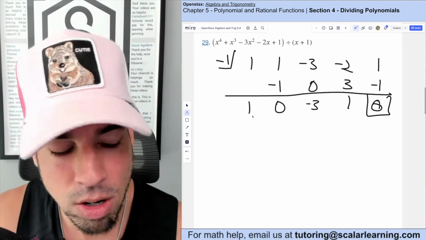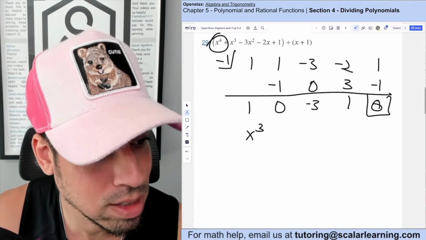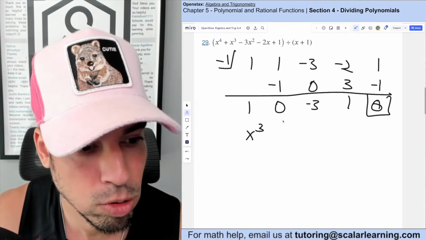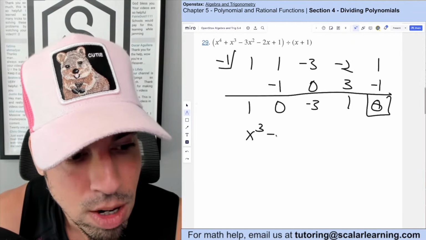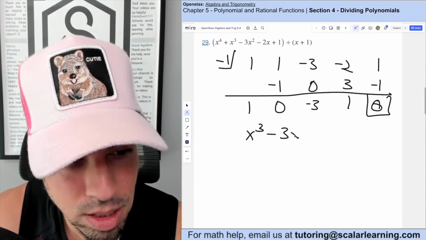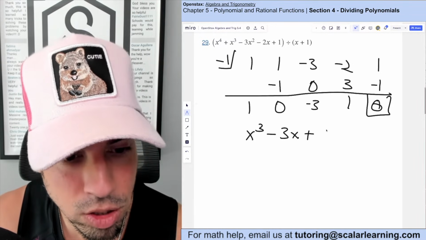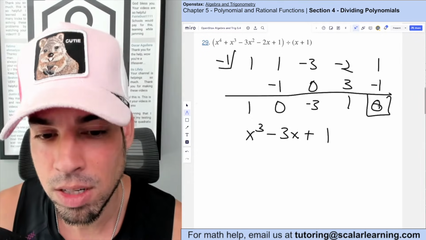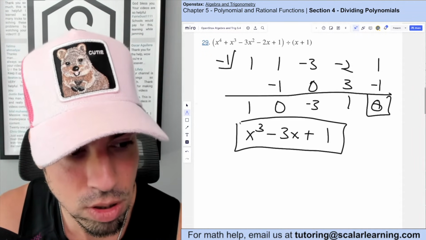And then now we got our final answer, 1x to the third, right? 1 less than the degree there. So x cubed plus 0x squared, don't need to write that because that zeroes out, minus 3, and that's going to be x, right? We skip the x squared, and then plus 1 is our constant, and since we have a remainder of 0, we don't have to write anything else, so there's your final answer, done.